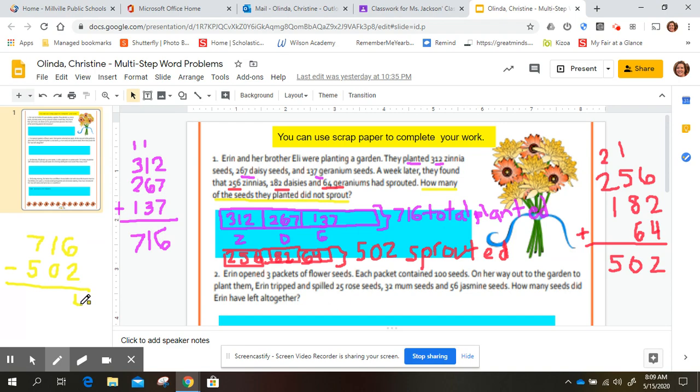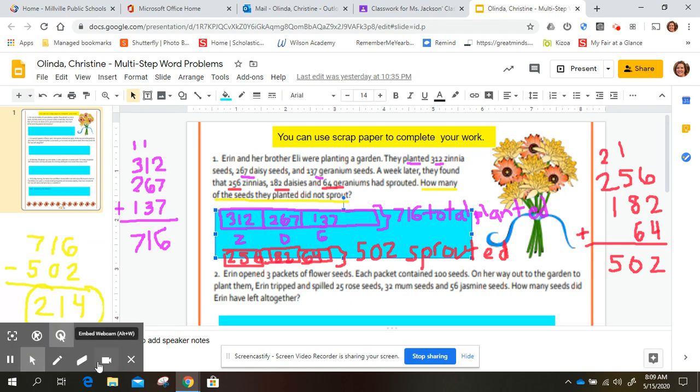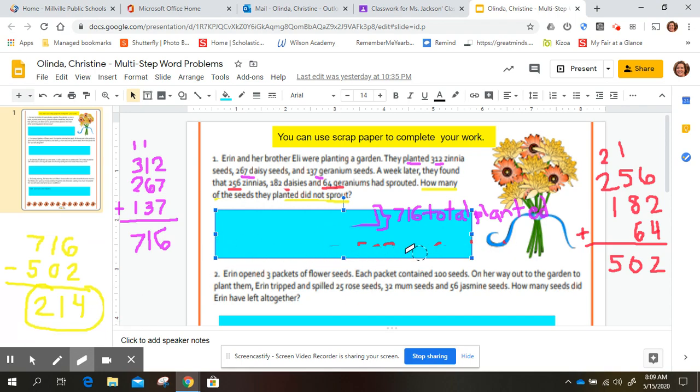6 take away 2 is 4. 1 take away 0 is 1. 7 take away 5 is 2. And this tells me that 214 seeds, even though they were planted, did not sprout. And so I can type this in the box. And I should probably erase some of this. Remember, you can always pause the video if you need to catch up.